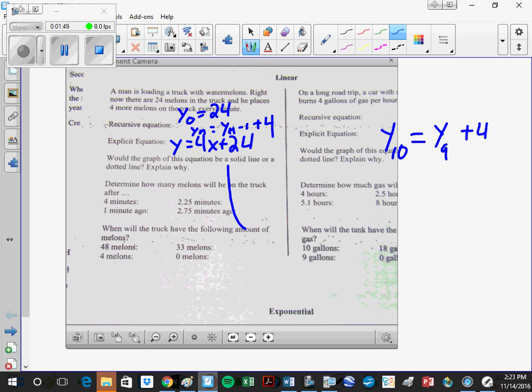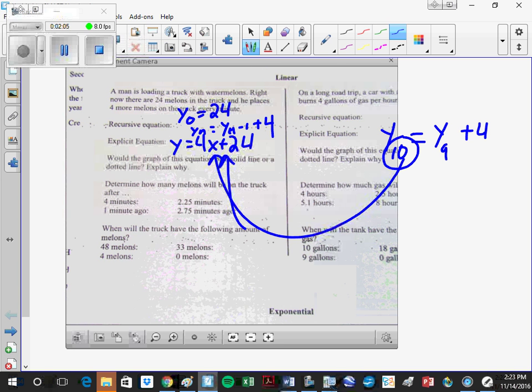Yeah, it's this. You can jump straight to that term if you want. If you want to know the 10th term, plug 10 in there. 4 times 10 is 40, plus 24 is 64. So both formulas have their uses. Recursive formulas are really good at filling out charts. Explicit formulas are really good at jumping into the future or even into the past.